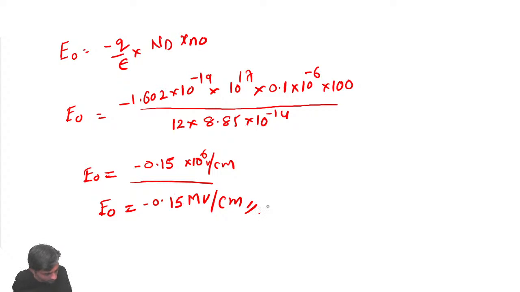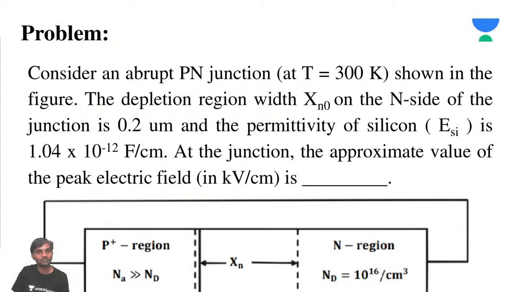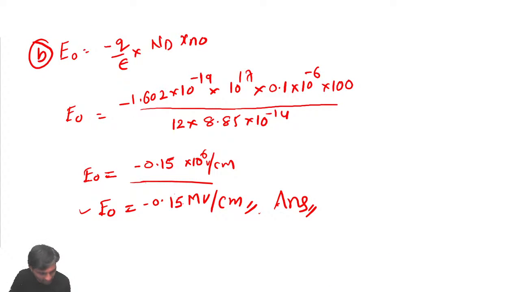Vasu, you got minus 1.18. Can you please cross-check where the value went wrong? You are supposed to get minus 0.15 megavolts per centimeter for this E naught. This is the final answer, the second answer, answer B. The previous one was part A, and this is part B. Shall we move on to the next topic?